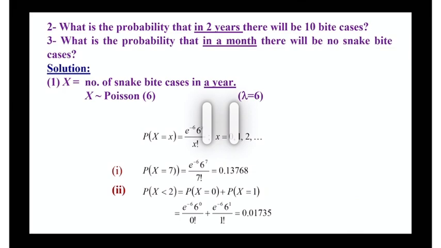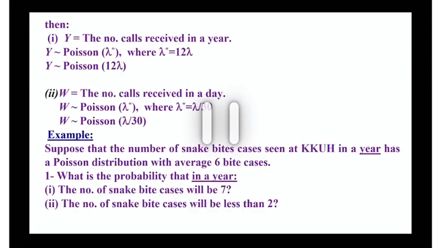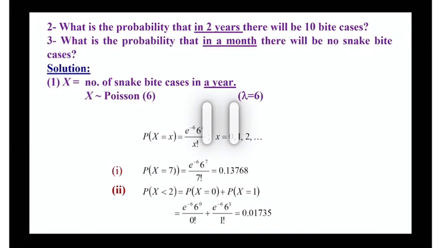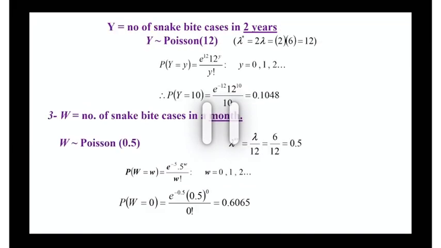What is the probability that in a month? Or even if they say in 2 years: if in a year it is 6, 2 years will be 2 times 6, and that would be 12. That was why you have 12 here. Lambda is 12 now because it is for 2 years. And in a month, lambda will be 6 divided by 12. Please pay attention to the use of lambda.